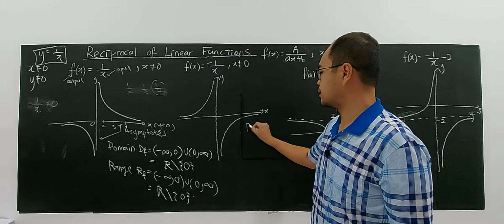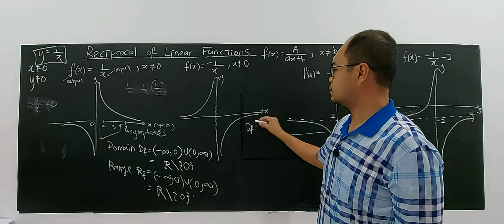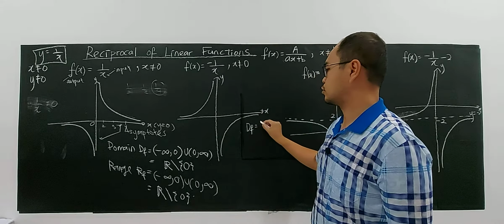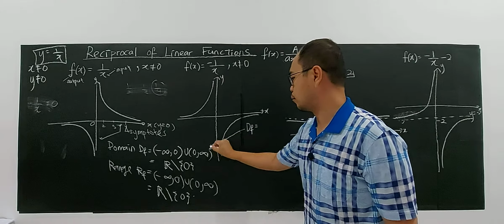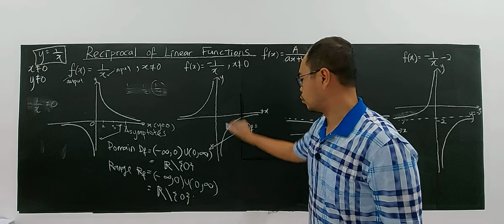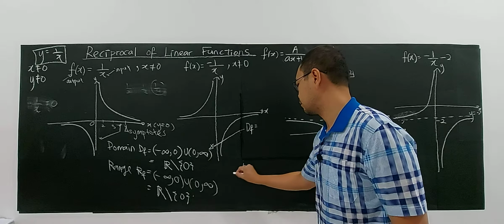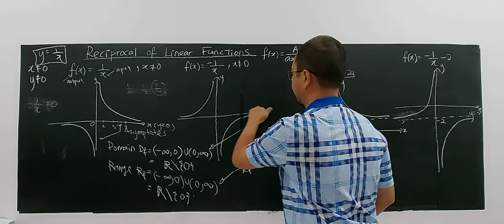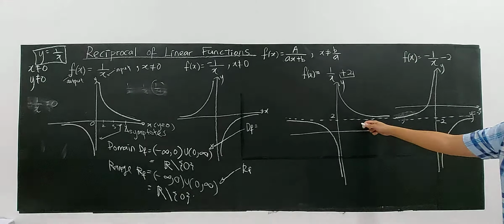Same thing here also. The domain will be the same. X also cannot be 0, so it will be the same. And the range also will be the same. The domain and range for this function will be the same. It will be the same because, you see, they won't touch the x-axis also. But for this case, it's slightly different.